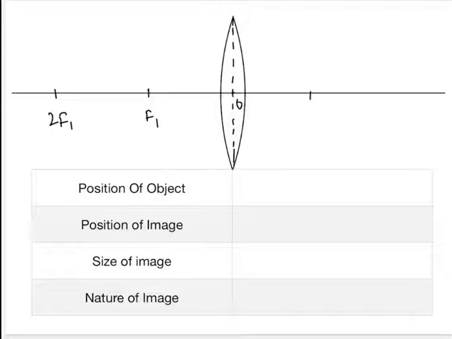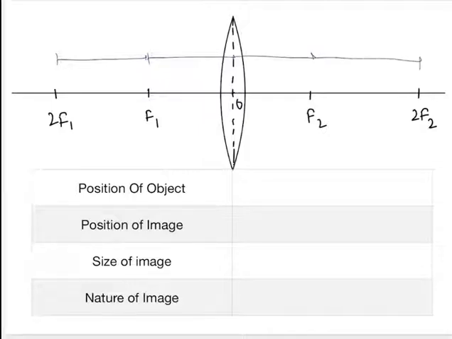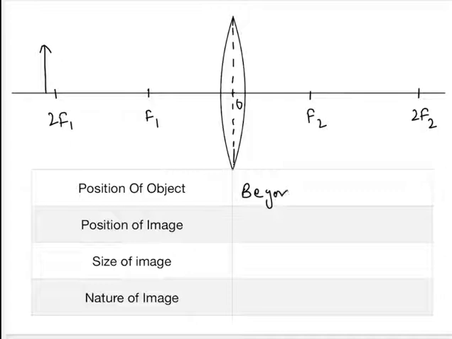We'll mark f1, 2f1, f2 and 2f2. Now one thing should be kept in mind: this distance should be equal to this distance and this distance and this distance. All these distances should be equal to one another. That is the primary requirement of these diagrams. Now we bring the object closer to the lens and we keep the object beyond 2f. So the object is placed beyond 2f1.